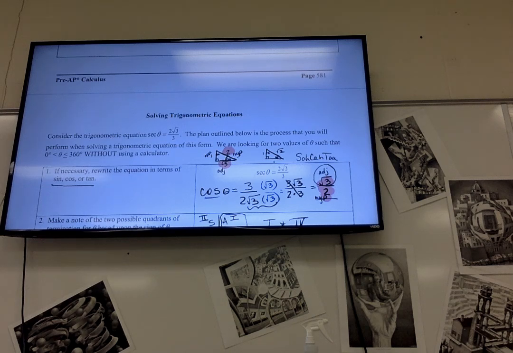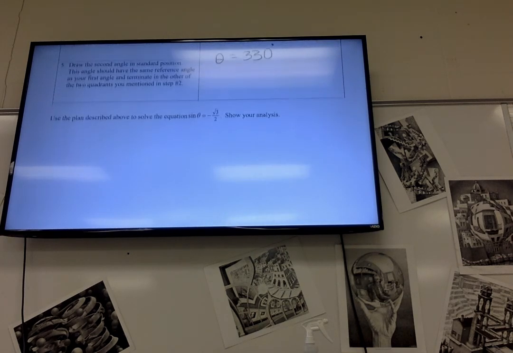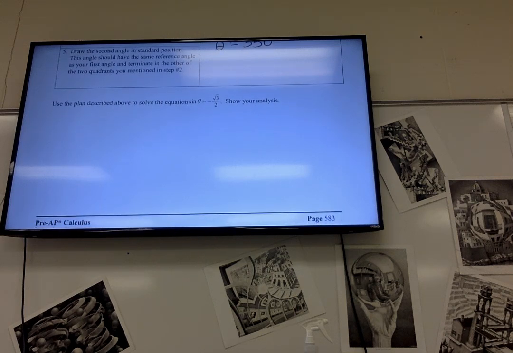Yesterday we worked out a bunch of stuff on angles, and like you said, it was kind of helpful. So we're going to do the same thing here. We're trying to find the angle whose sine is negative square root of 3 over 2.